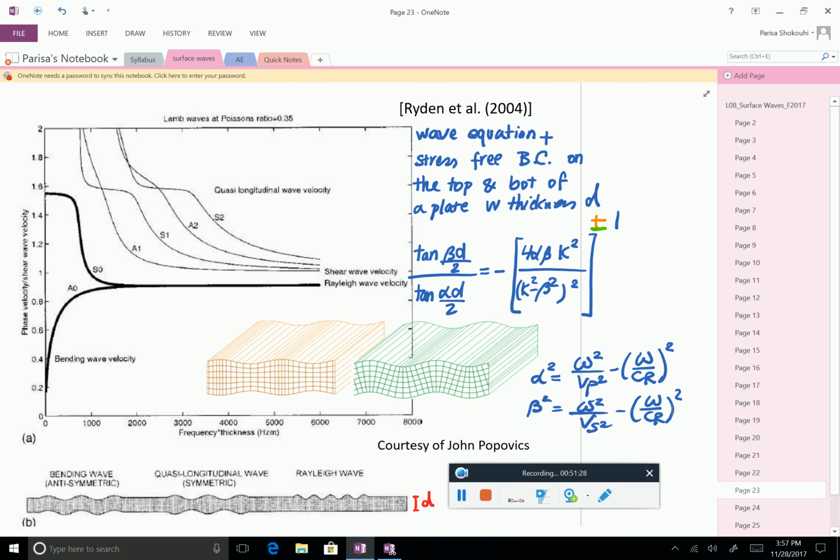If you are at frequencies which are here, the wave propagation is very different from what you've seen before. You actually have these plate waves, and there is not only one mode, you have all these different modes. This is being used for non-destructive evaluation also, but it's important to understand what this is.